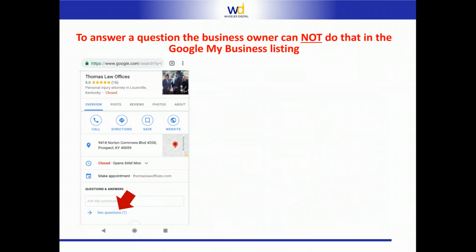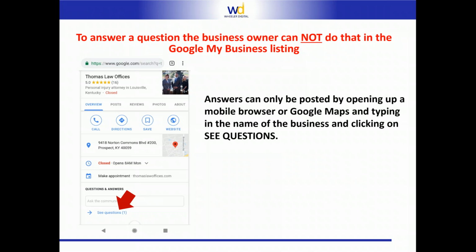Once a potential customer does ask a question, you, as the business owner, the page owner of that Google My Business listing, actually cannot answer those questions within your Google My Business listing. It's weird. We don't understand it. Don't ask us why. But what Google encourages you to do is open up a mobile browser or Google Maps, type in the name of your business, and then click on See Questions. So you cannot answer questions on a desktop. You have to use a mobile browser or Google Maps. Again, it's weird. We don't understand it. But again, Google runs the world, so we'll do what they say.